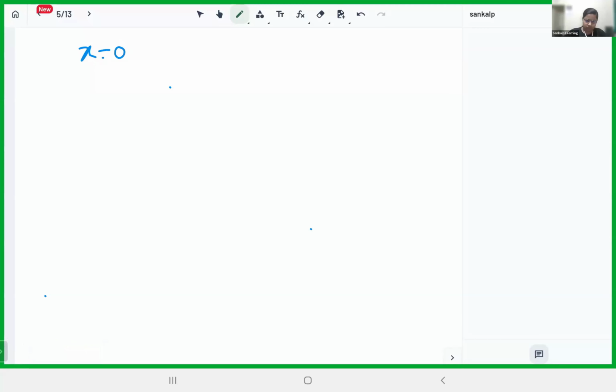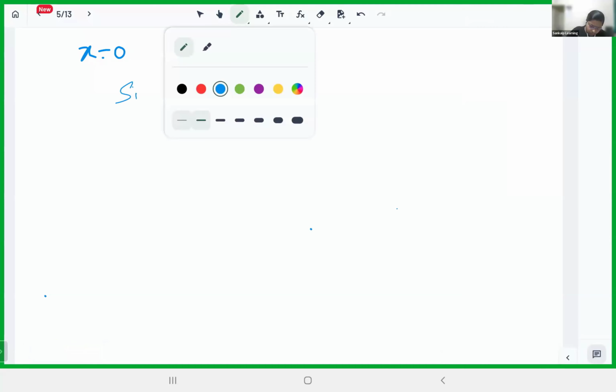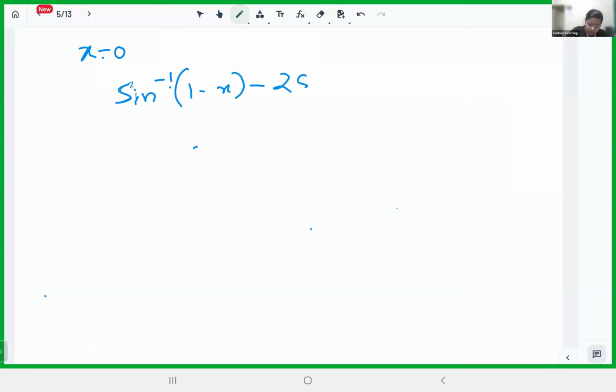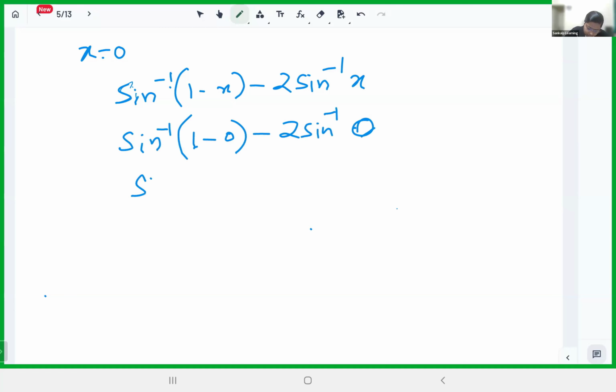Okay, so let's check whether x equal to 0 satisfies that particular equation. Again, consider the equation: sine inverse of 1 minus x minus 2 sine inverse x. This is our equation and I'm going to put x equal to 0: sine inverse of 1 minus 0 minus 2 sine inverse 0, so that is equal to sine inverse of 1 minus 2 sine inverse of 0.